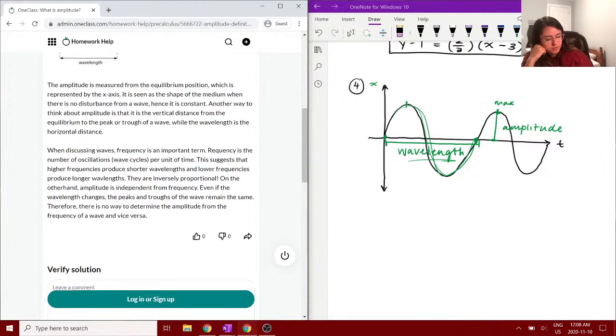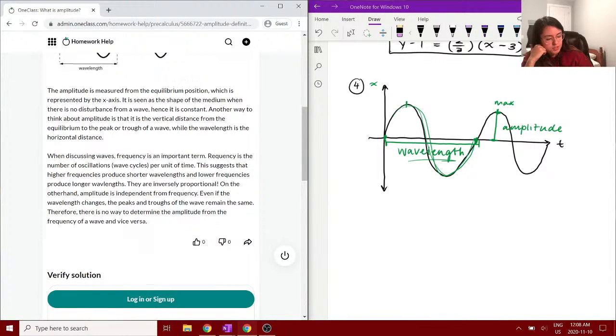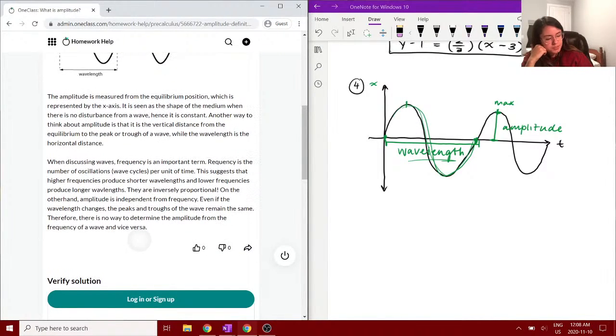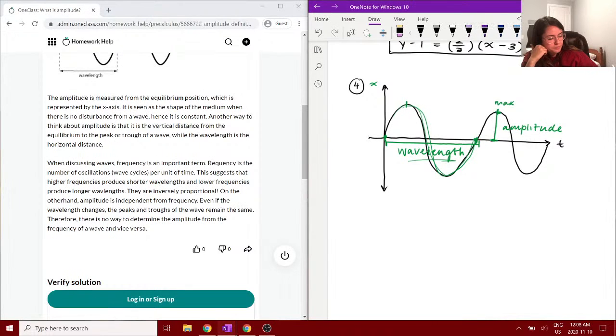All right, let's keep reading. The amplitude is measured from the equilibrium position, right here, where x is equal to 0. It's seen as the shape of the medium when there is no disturbance from a wave, hence it is constant. Another way to think about the amplitude is that it is the vertical distance from the equilibrium to the peak or trough of a wave.